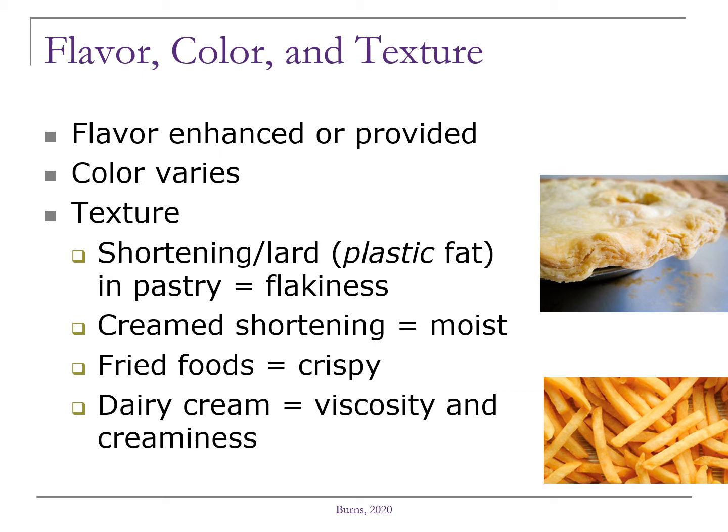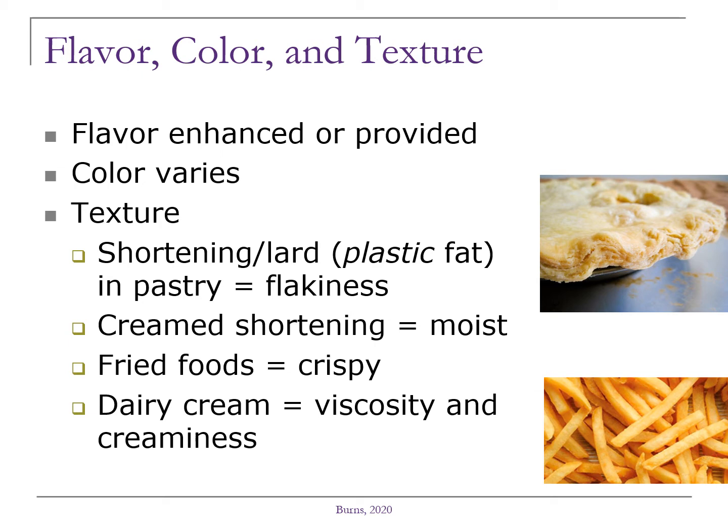The color will vary by the type of fat or oil used. So if you think of the yellowish color of butter versus the whiteness of shortening, those color differences will make a difference in the final baked product. In terms of texture, this again will vary depending on the type of fat or oil used. Remember that a plastic fat, such as shortening or lard, is very good to make a flaky pie crust or a biscuit.